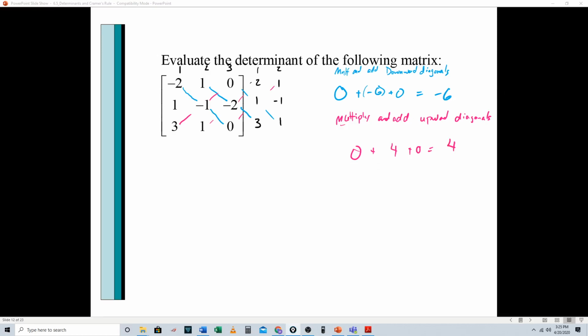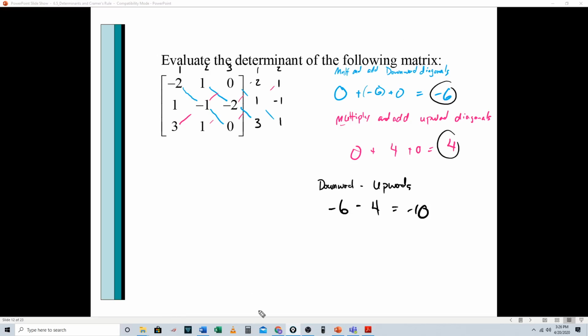And what we're going to do is it's going to be downward minus upward. So it's going to be that first one minus the second one. Negative 6 minus 4, negative 10.